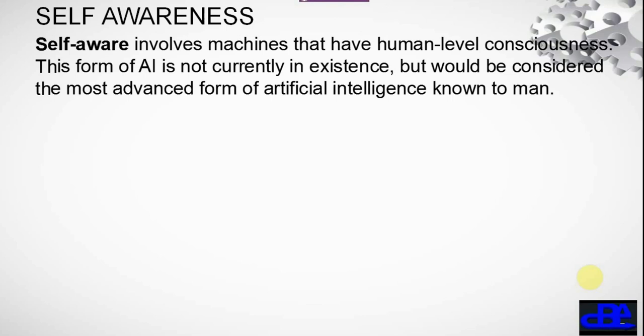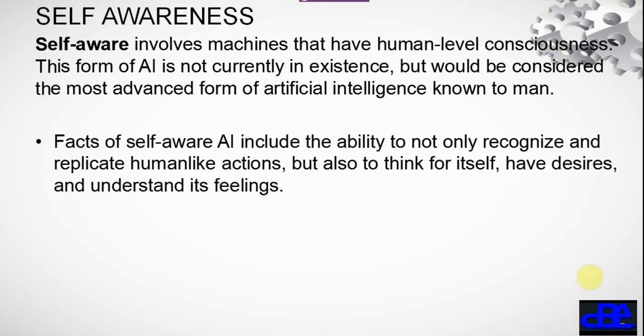But why are they not in existence? Because this AI actually has the ability to recognize and replicate human-like actions. What does this mean? This AI is planned to work like a human, not actually as accurate as a human, but at least to understand, to think for themselves, to have desires, to understand feelings, to know all these activities of a man.